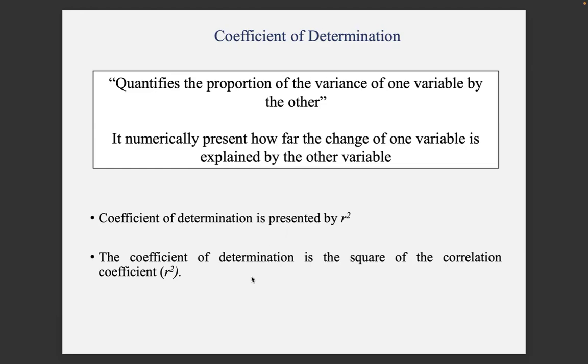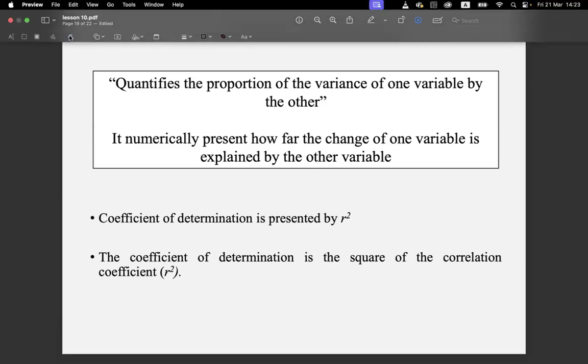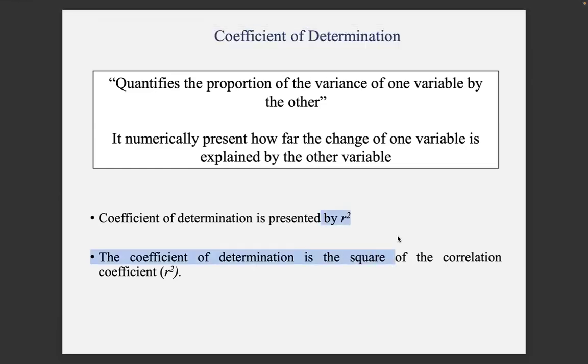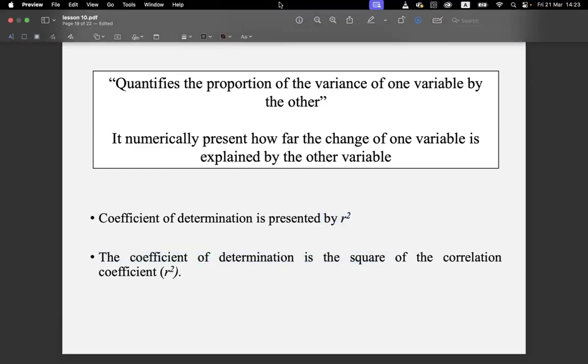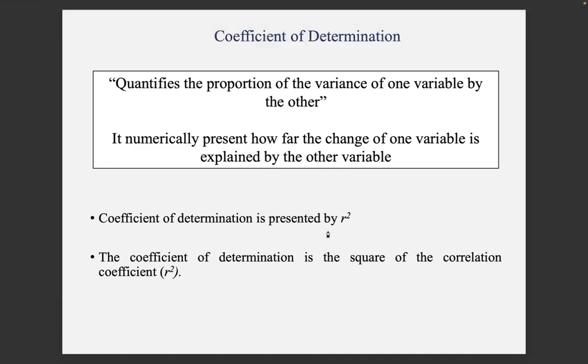So here, the coefficient of determination means r squared, and you should know the coefficient of correlation, that is r, and also you should know the coefficient of covariance as well. You cannot mix up these three. With the equations you should know all these three. Here we are dealing with the coefficient of determination. The coefficient of determination is r squared.